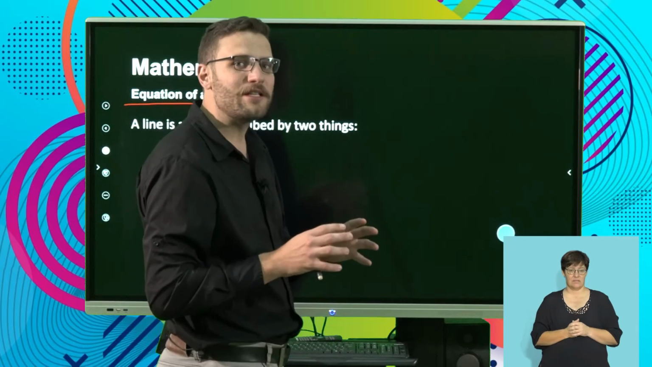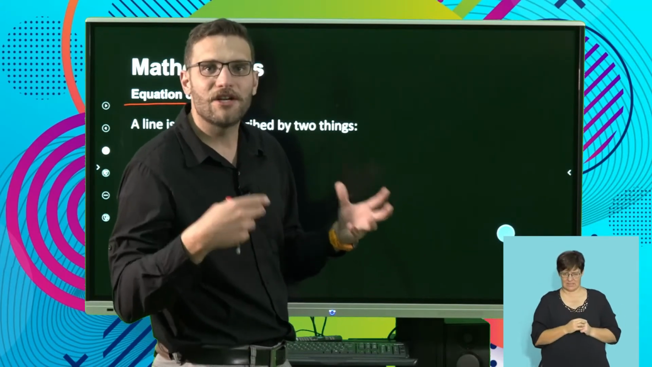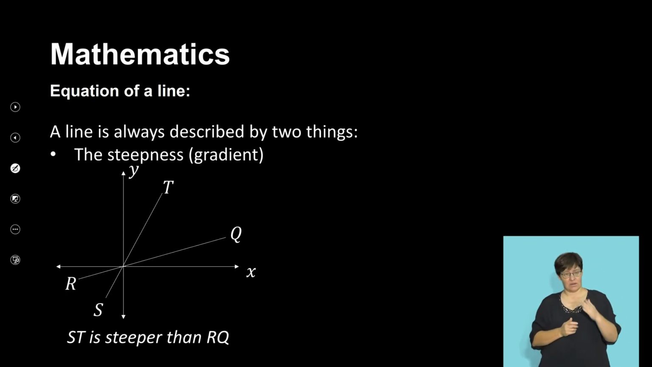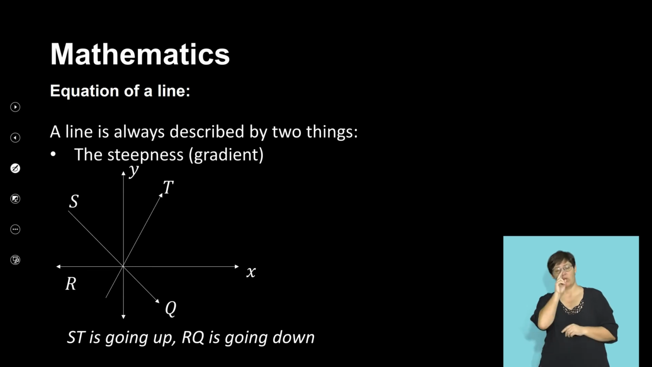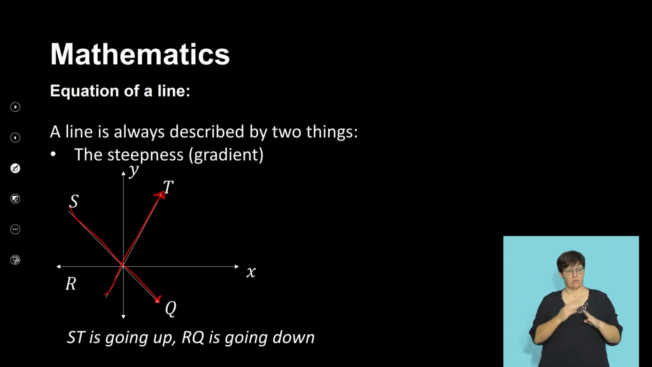Now, we're going to be talking about the two things that describe a line. What makes lines different to other lines? So the first thing that makes a line different to another line is the steepness. So here we can see that ST is steeper than RQ. They're not the same line because they don't have the same steepness, right? And also, if I continue looking at steepness, this line RT is going up. This line has got a positive gradient. This line is going down. These are not the same lines. Why? Because the gradient is different.